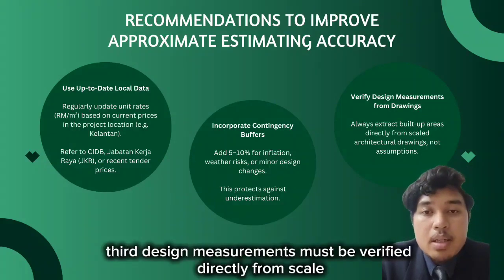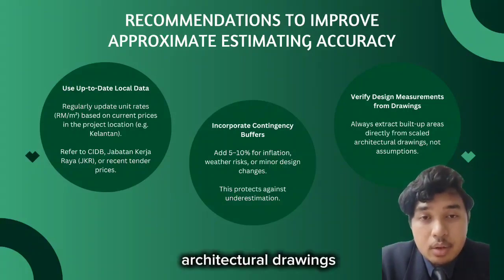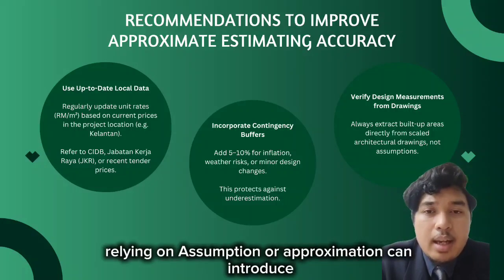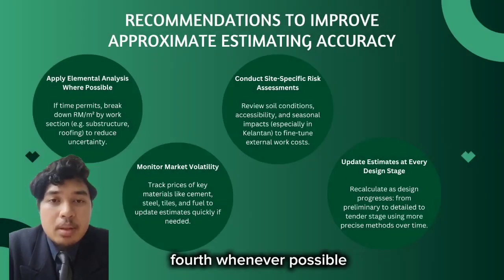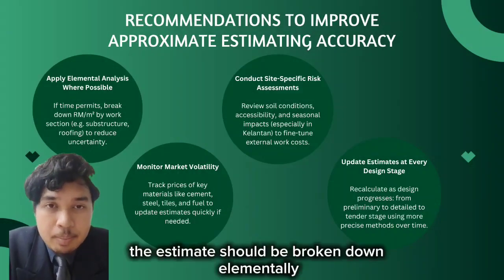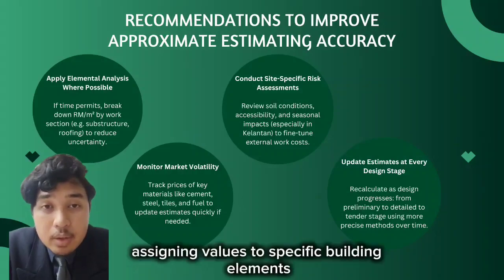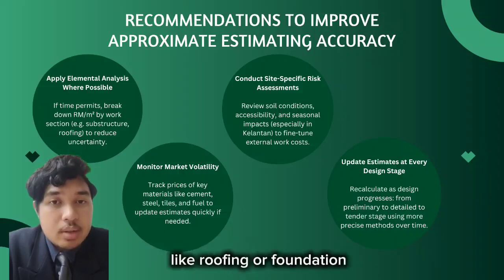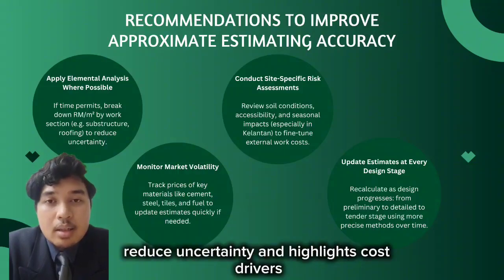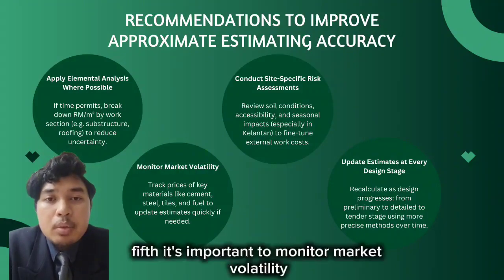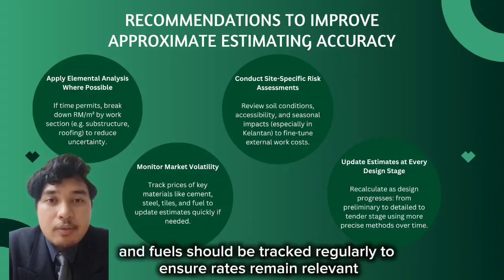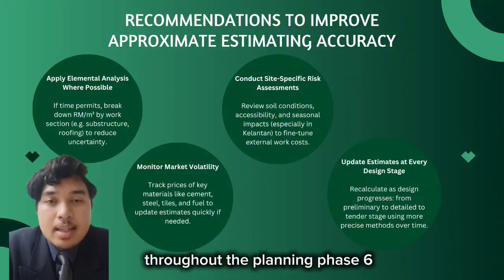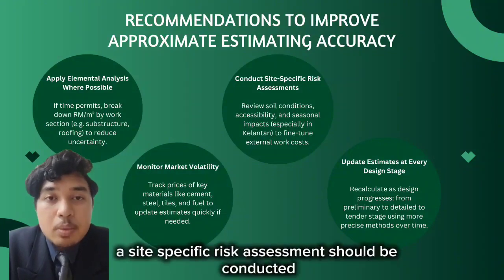Third, design measurements must be verified directly from scaled architectural drawings. Relying on assumptions or approximations can introduce errors early in the budgeting process. Fourth, whenever possible, the estimate should be broken down elementally, even if using the floor area method. Assigning values to specific building elements like roofing or foundation reduces uncertainty and highlights cost drivers. Fifth, it is important to monitor market volatility. Prices of materials such as cement, steel, tiles, and fuel should be tracked regularly to ensure rates remain relevant throughout the planning phase. Sixth, a site-specific risk assessment should be conducted.